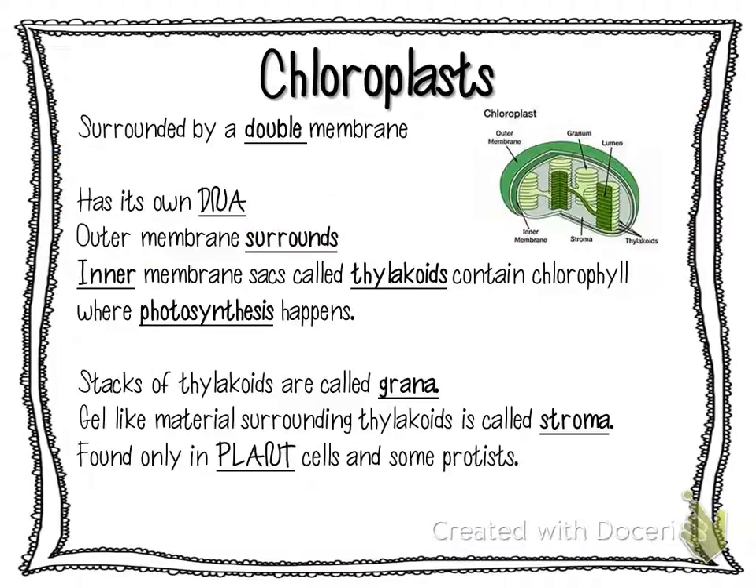A chloroplast. Now this is one organelle that we animals do not have. A chloroplast, like a mitochondria, is surrounded by a double membrane. It also has its own DNA. It has an outer membrane that surrounds, but we have a separate inner membrane, just like in the mitochondria. The inner membrane sacs are called thylakoids, and this is what contains that green pigment called chlorophyll that's going to capture the sunlight to do photosynthesis.